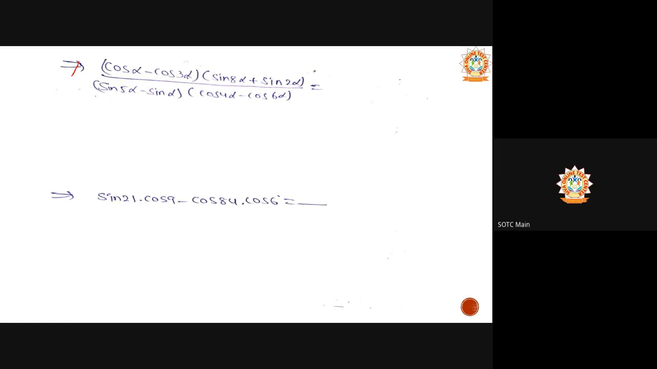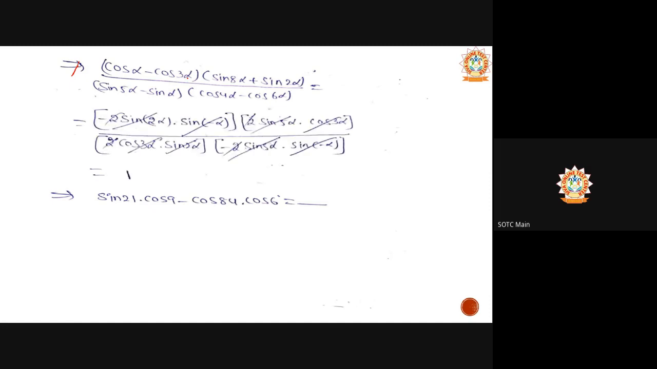What is the answer? One, sir. Very good. One is the correct answer. You can check here. Cos C minus cos D is minus 2 sin C plus D by 2. That is alpha plus 3 alpha by 2, it will come 4 alpha by 2, so 2 alpha. Alpha minus 3 alpha by 2, that is minus alpha.